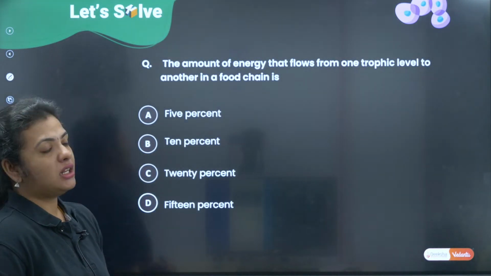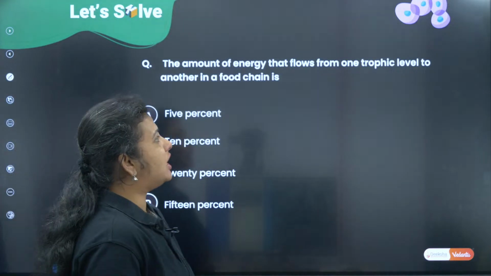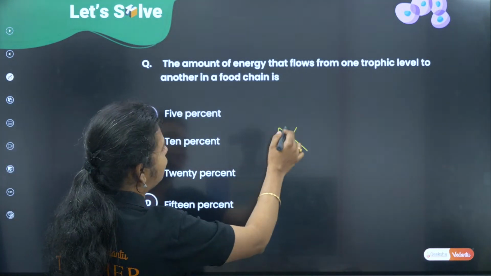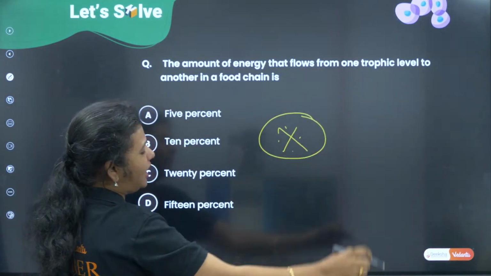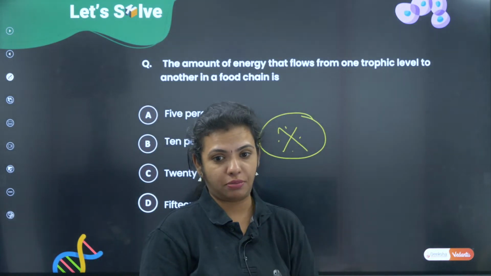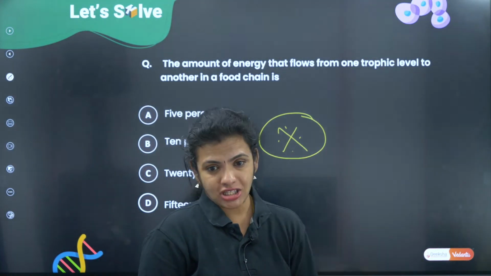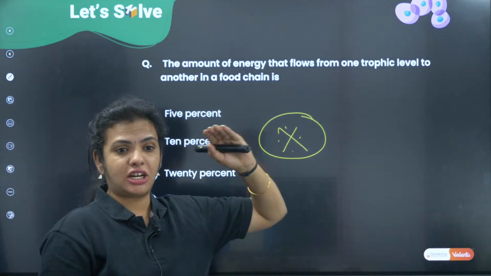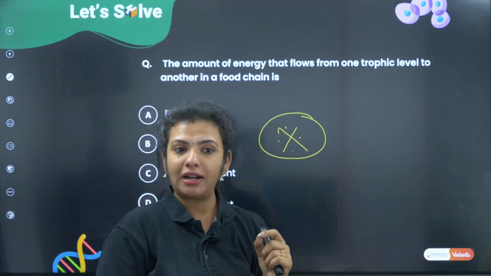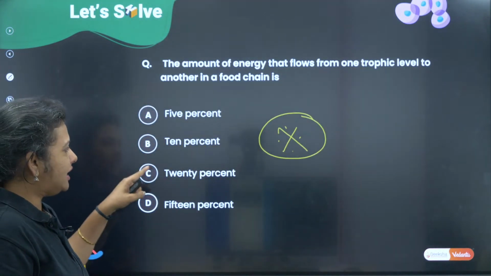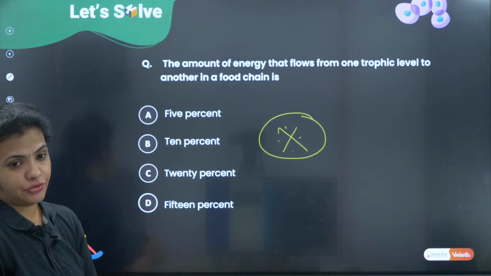Okay. The amount of energy that flows from one trophic level to another trophic level in a food chain. This is a very repeated question, children, that has been seen in the previous year question papers. Most important, please give in your answers, what is the amount of energy that is going to flow from one trophic level to the other trophic level? 5%, 10%, 20%, 15%.